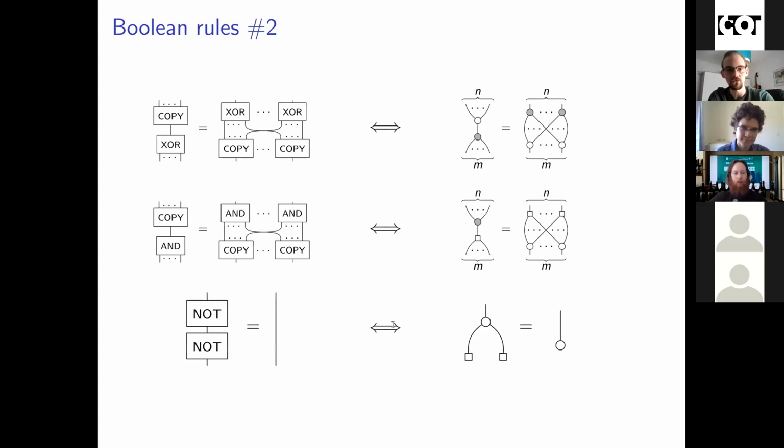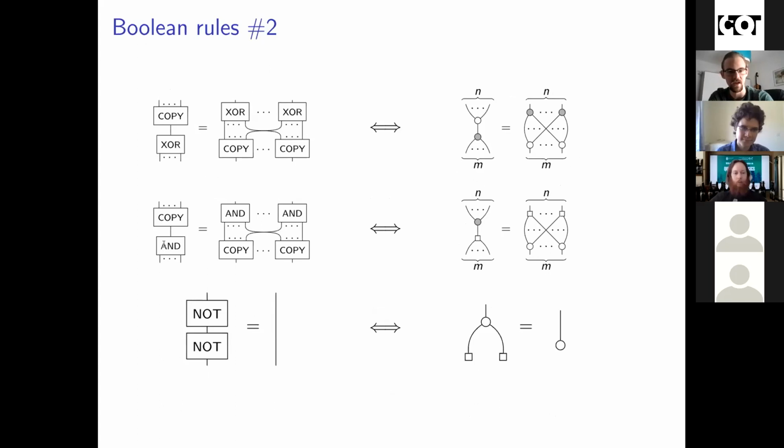And the second set of rules is a bialgebra rule. These are both bialgebra rules, which tell you that you can first XOR some inputs and then copy the outputs, or you can first copy all the inputs and then XOR all the corresponding things. So this is just a Boolean identity, and this corresponds to the following rule in our calculus.